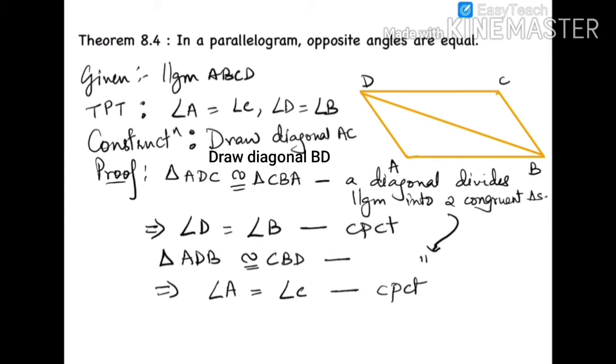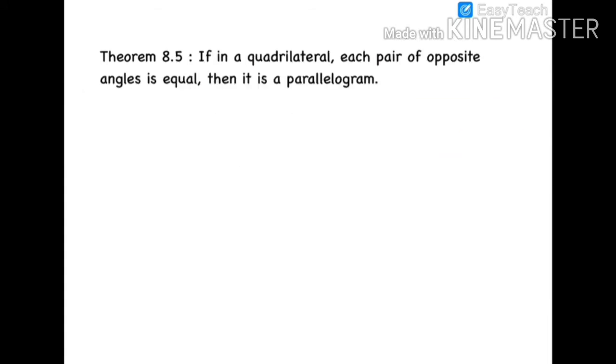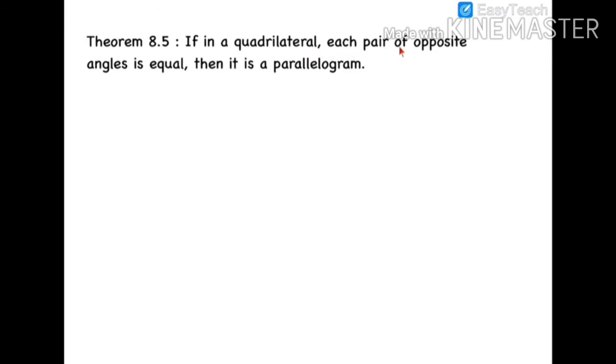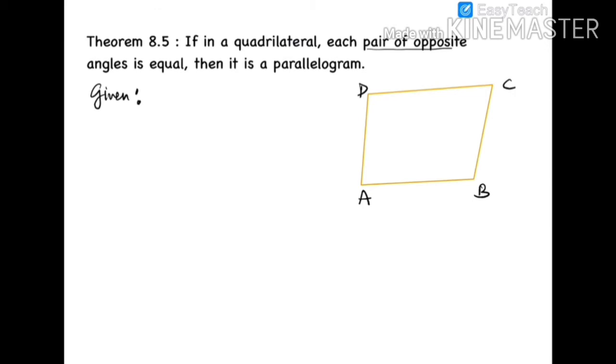Now theorem 8.5 is exactly the converse of this theorem, which says that if in a quadrilateral each pair of opposite angles is equal, then it is a parallelogram. So let's consider a quadrilateral ABCD. What are we given in this theorem? Each pair of opposite angles is equal. So we are given angle A is equal to angle C and angle D is equal to angle B. We have to show that it is a parallelogram.